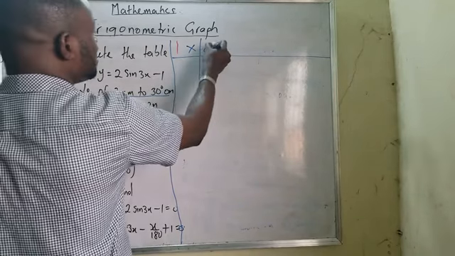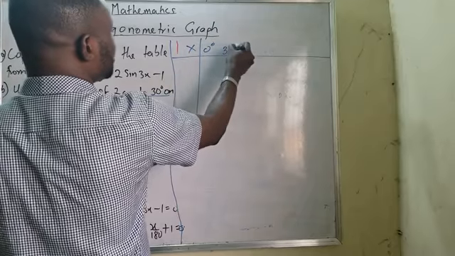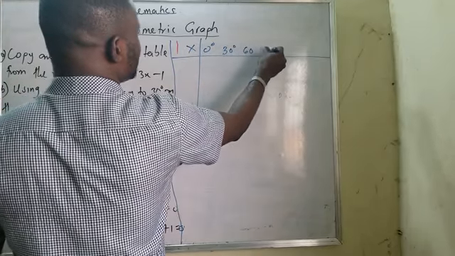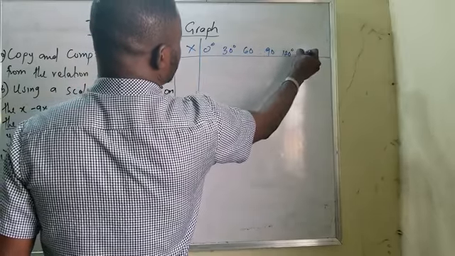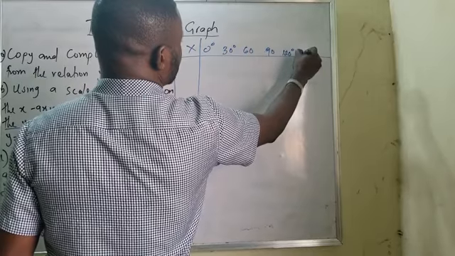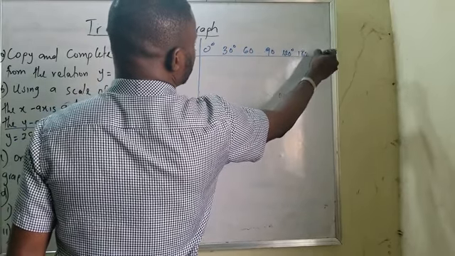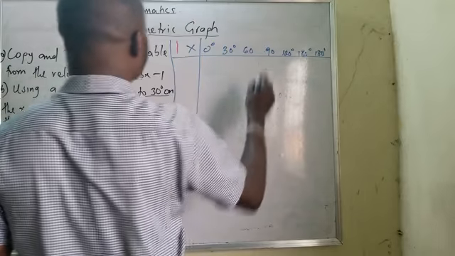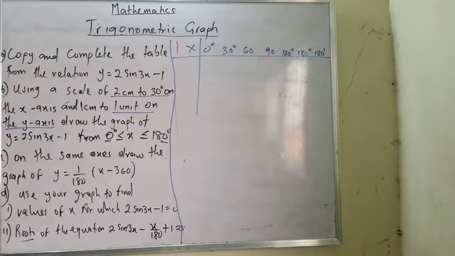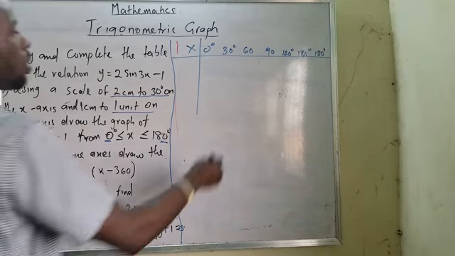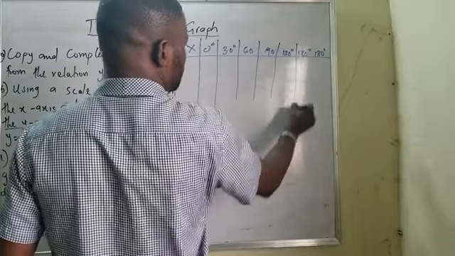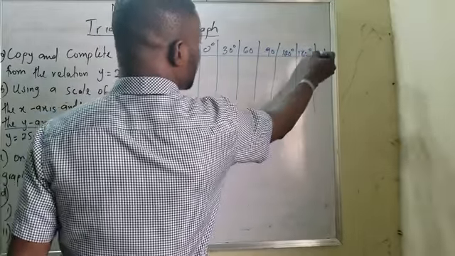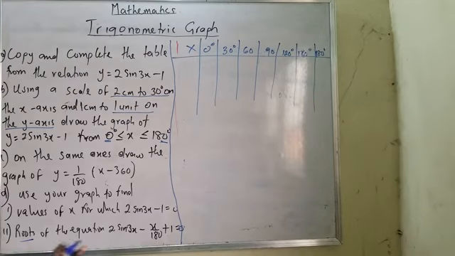I have 0 degrees, 30 degrees, 60, 90, 120, 150, and 180. They are all in degrees. These are the things that I'm to work on. Please, you are looking at how to generate a table. This is the very first thing I will do.